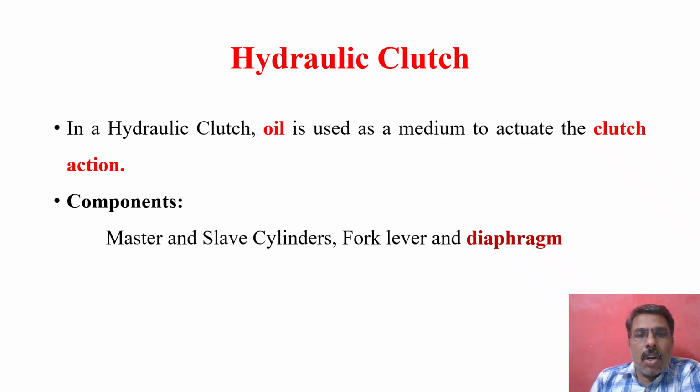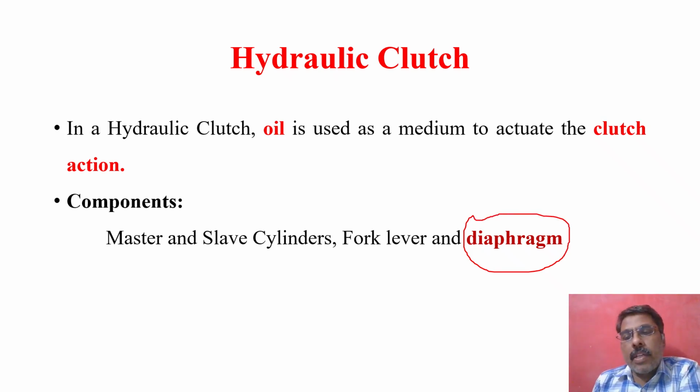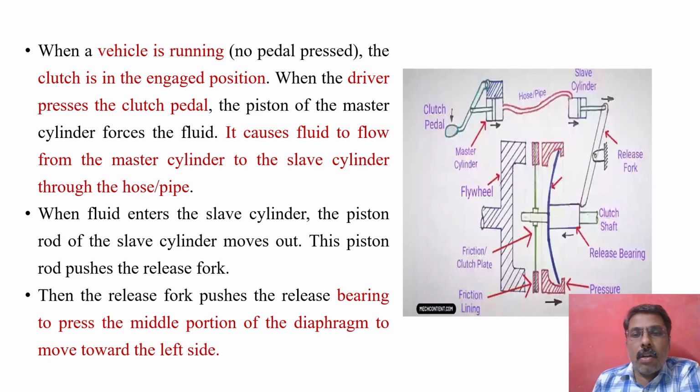The main components of the hydraulic clutch are the master and slave cylinders, fork lever, and the diaphragm. This diaphragm is a very important component to engage and disengage the clutch while transferring the power from one shaft to another. We are discussing the working principle of the hydraulic clutch: when a vehicle is running, the clutch is in the engaged position.